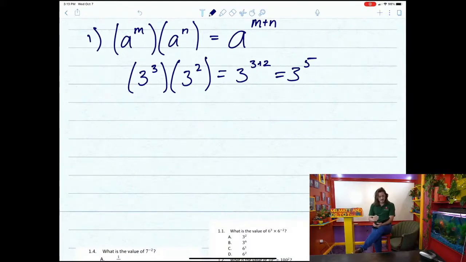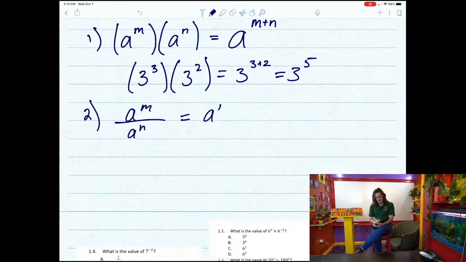So when we divide, we can subtract. So a to the m power divided by a to the n can be simplified into the form a to the m minus n power. You just need to make sure that you keep the order straight. You need to make sure that you're subtracting the exponent of the denominator from the exponent of the numerator, because subtraction is not commutative. So order does matter with subtraction.